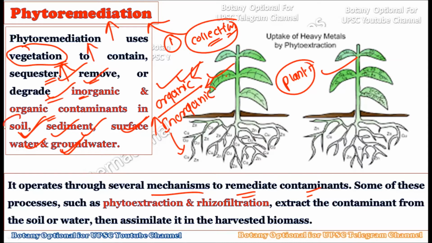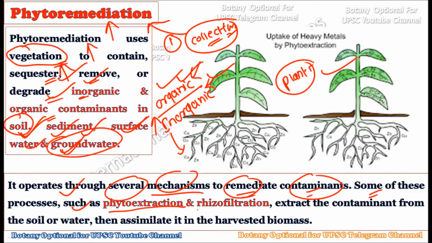For cleaning soil we will use one kind of phytoremediation, and if you want to clean groundwater, we will use a different kind. It operates through several mechanisms to remediate the contaminants. Some of these processes, such as phytoextraction or rhizofiltration, extract the contaminants from the soil or the water. For example, in phytoextraction we extract the pollutant from the soil, and we can use rhizofiltration to clean up the water as well. Then the contaminants are assimilated in the harvested biomass.